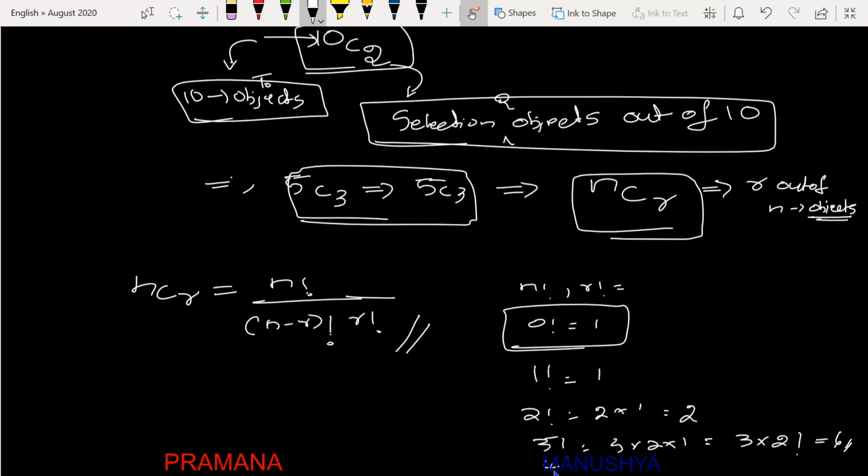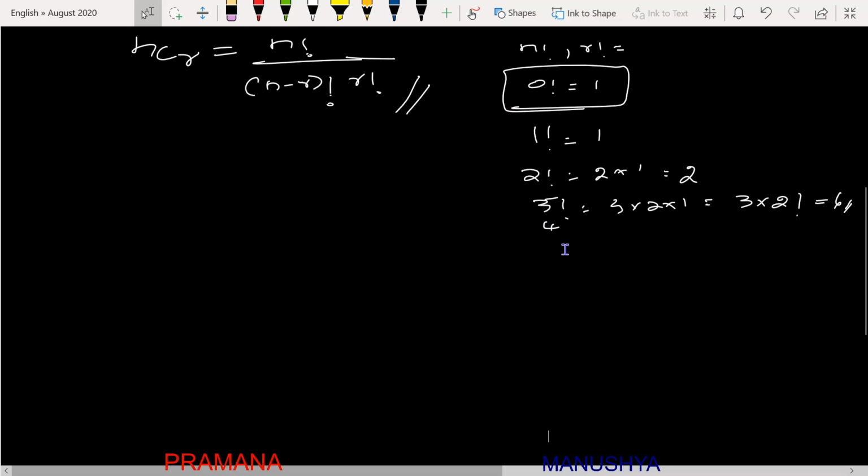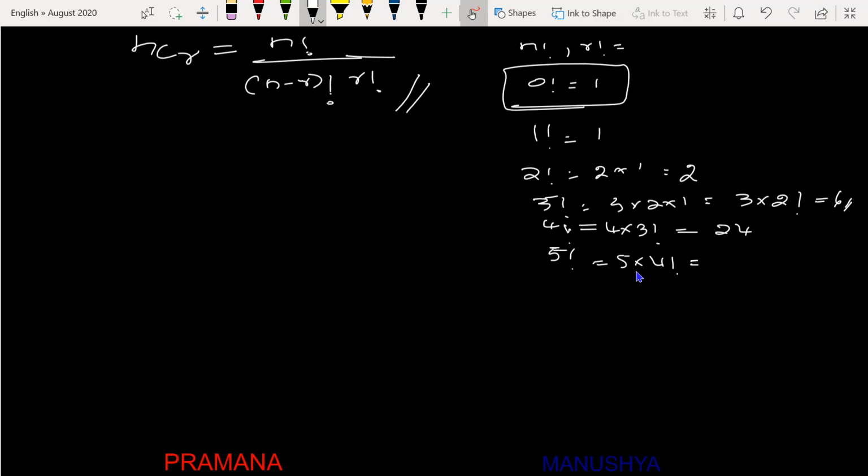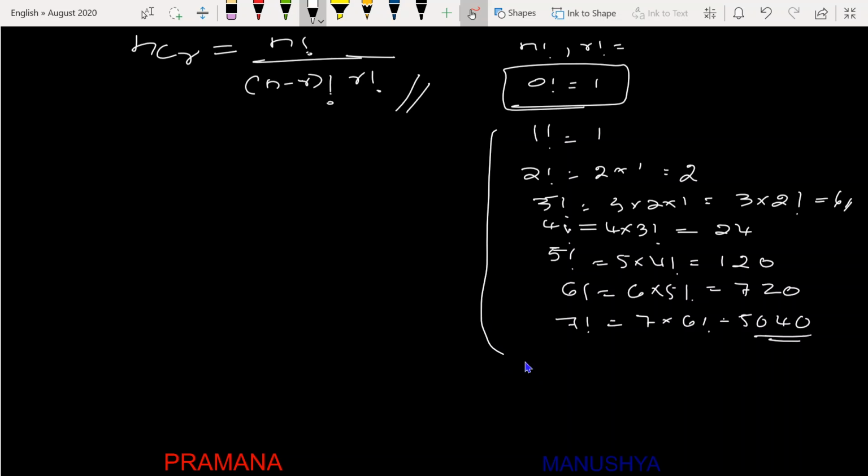So 4 factorial, my dear friends, will be 4 into 3 factorial, so it will be 4 into 6, which is 24. Similarly 5 factorial will be 5 into 4 factorial, so 24 into 5, it is 120. 6 factorial will be 6 into 5 factorial, so this will be 720. 7 factorial will be 7 into 6 factorial, this will be 5040. If you remember up to this, it is well and fine.